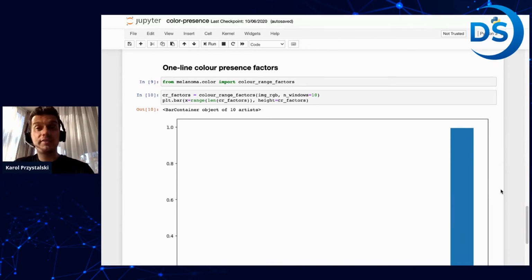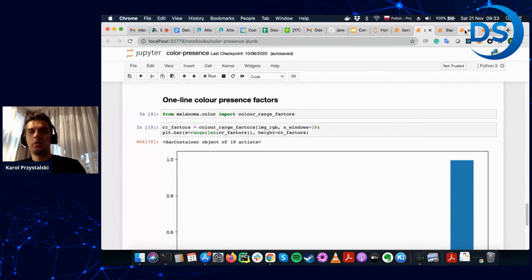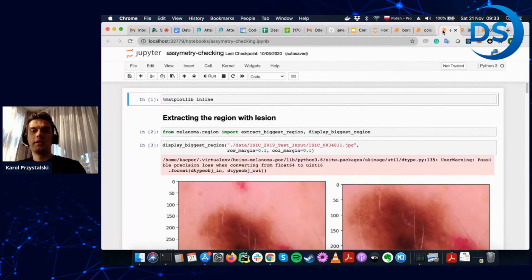The more colors you have on the mole, well, it depends obviously on the scoring method. But when we talk about ABCD, the more colors you have, the more advanced the cancer might be, because it doesn't need to be a cancer, since color is only one of the features that we have. So what we also do is asymmetry.